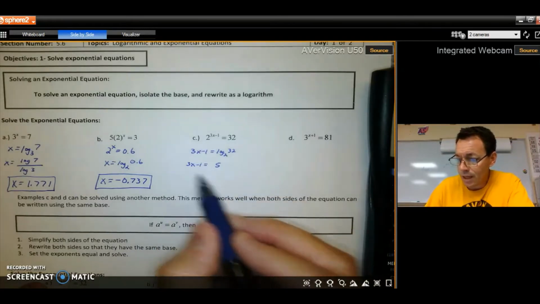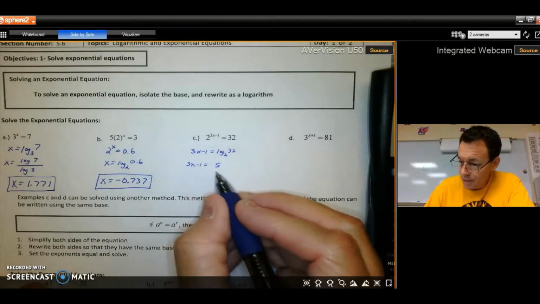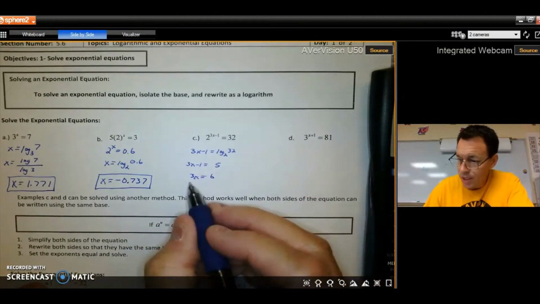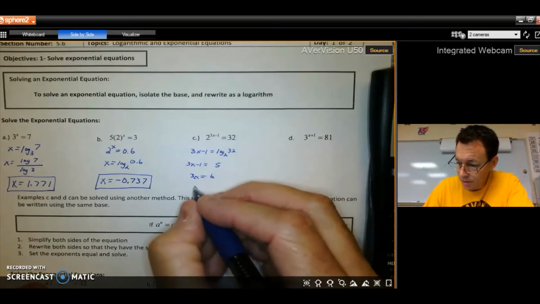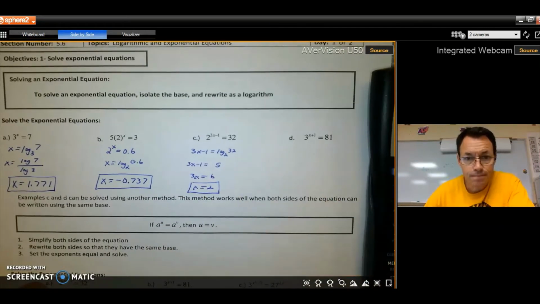Now, what do we have now? We have an algebra 1 equation. Okay, we just need to add 1 to both sides. We need to divide both sides by 3. And that's our final answer. x equals 2. That's it.